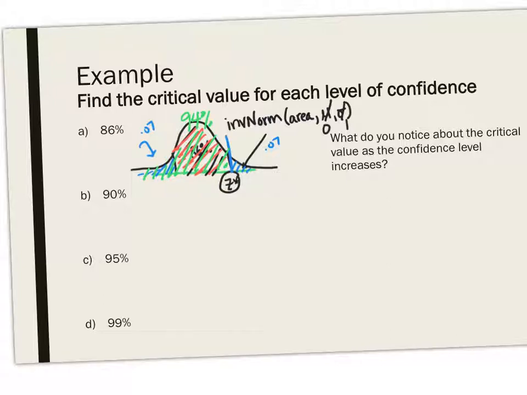That's 86 plus 7%. And so on my calculator, I'm going to do inverse norm of 0.94, and that's going to give me a Z-star. So you do second bars, inverse norm, 0.94. And that gives you a Z-star of 1.555.